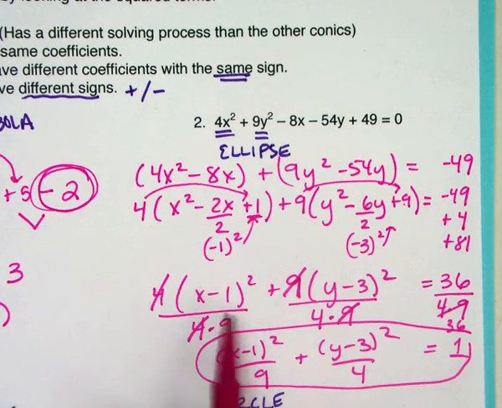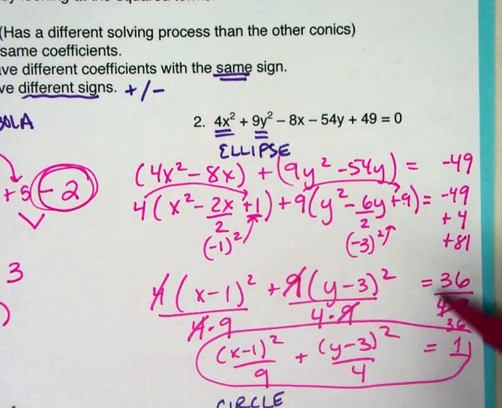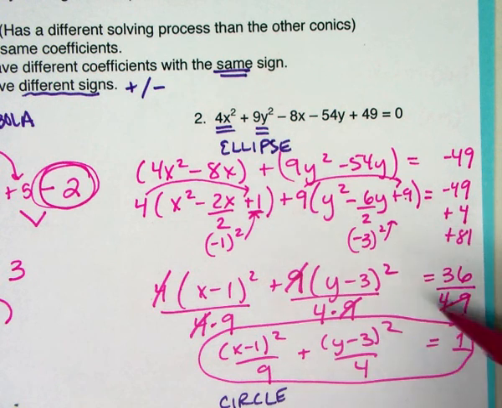That little process doesn't always work. Again, the goal is to get a 1 on the right. So you do whatever you need to do to get a 1 on the right-hand side. So you just divide by whatever's there and then simplify on the left.